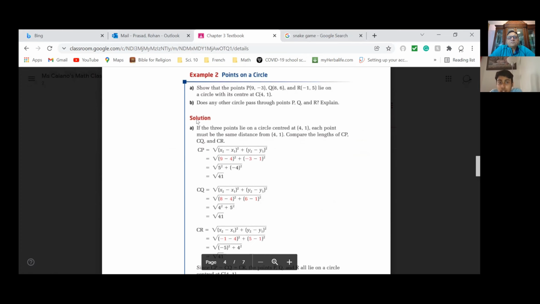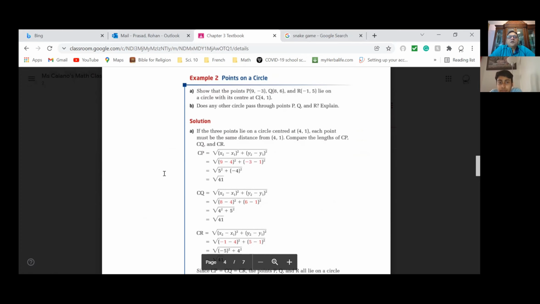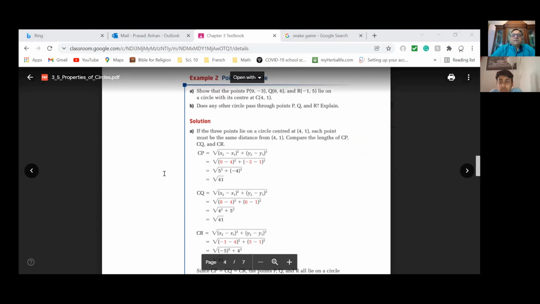Points of a circle. So we are given, okay, show that these points lie on the circle with the center C at (4, 1). How will you do this? Tell me. How will you answer this question? Show that the points P, Q, and R lie on the circle with center C at (4, 1).